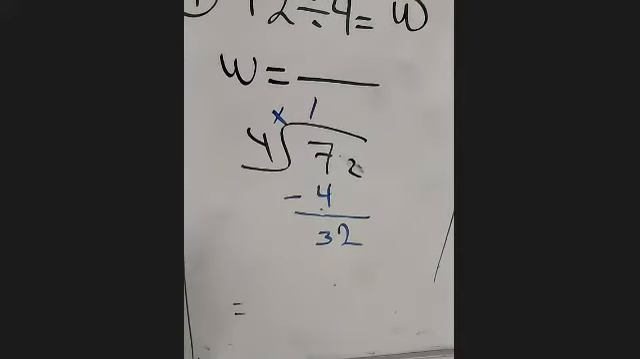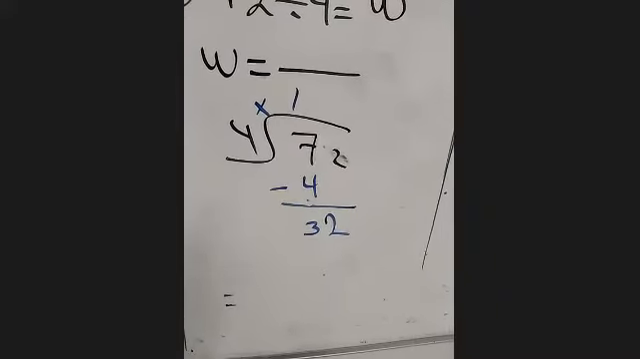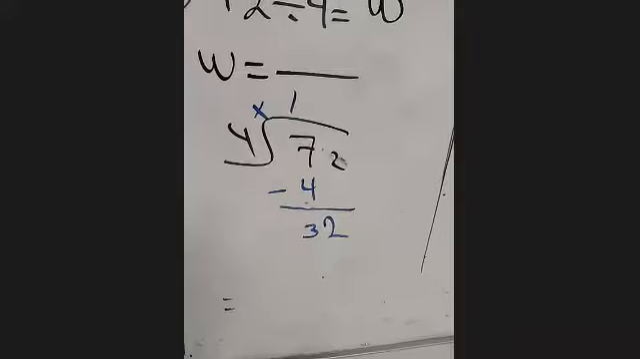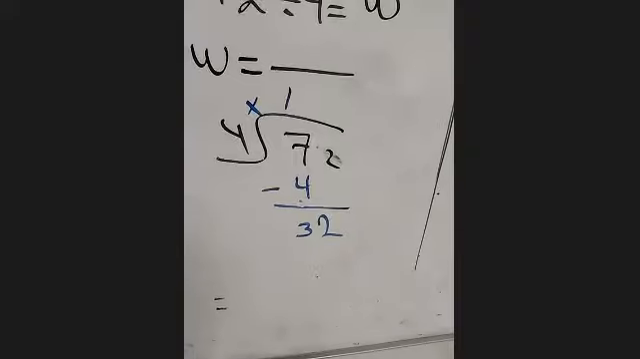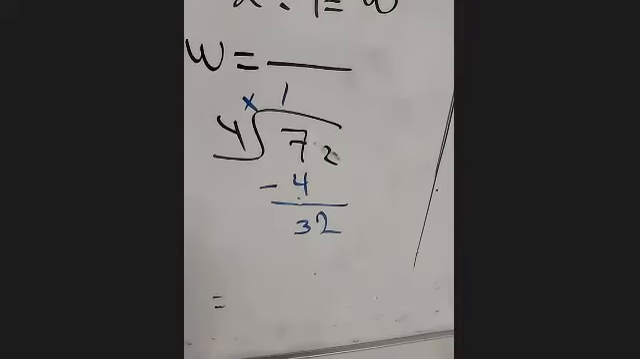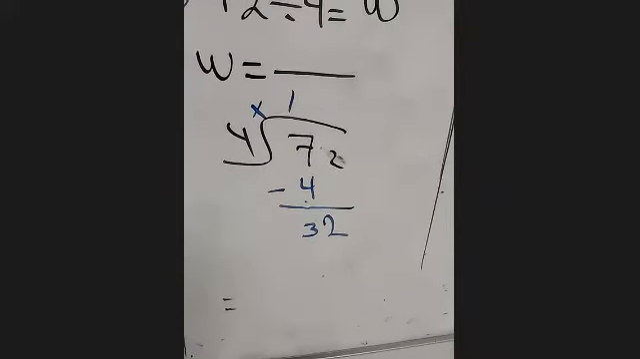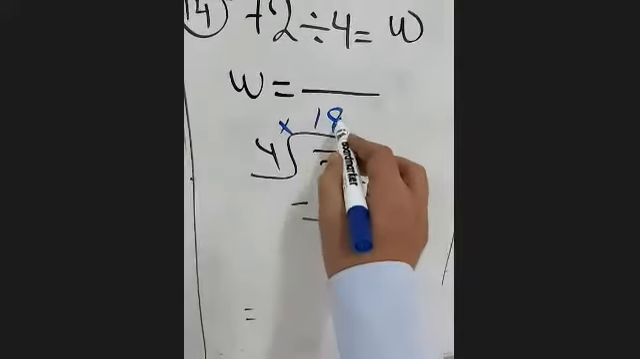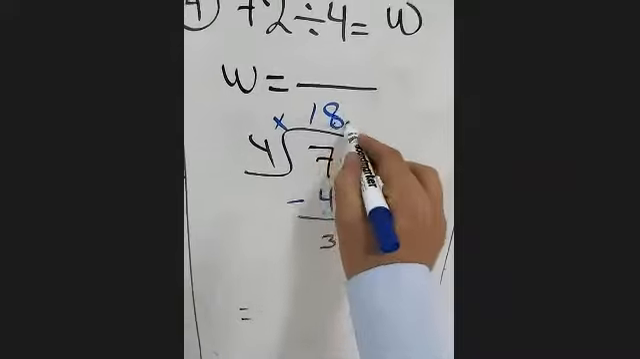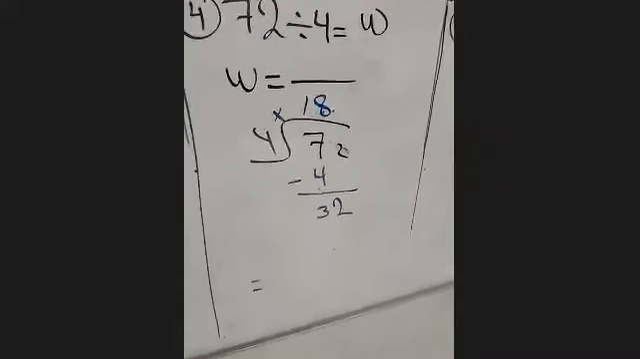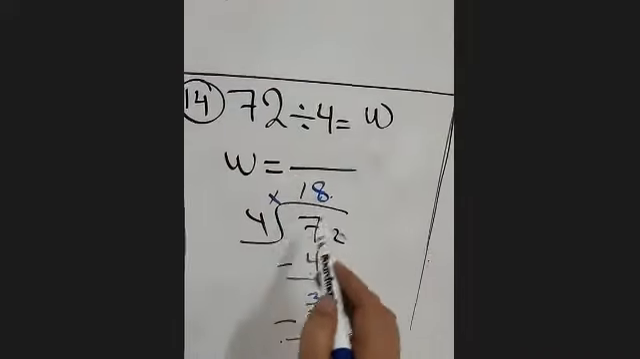32 now. 4 multiplied by what? 9? No, 4 times 9 equals 36, not 32. 4 multiplied by what? 8. 8, Mumtaz. 8 times 4 is 32. 32 minus 32 is 0. So the answer: W equals 18, remainder 0.